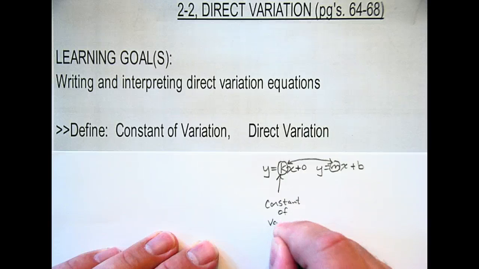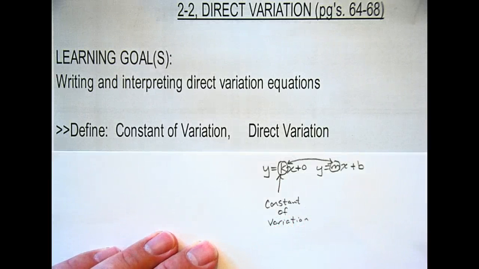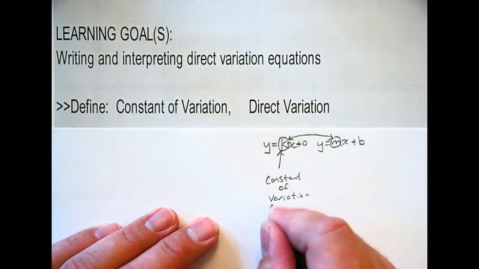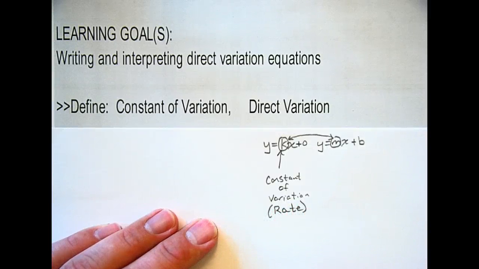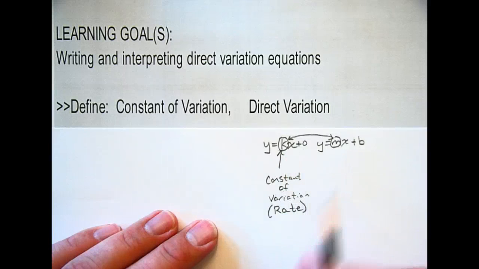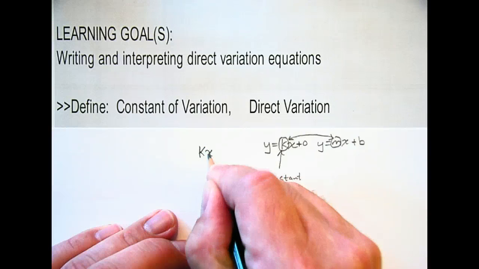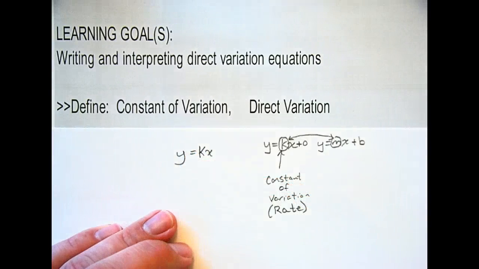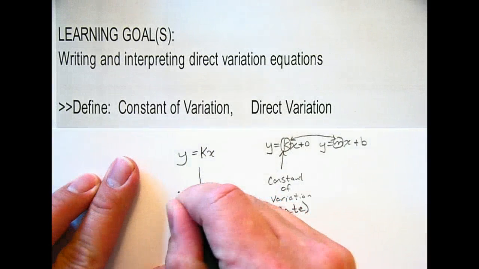So if you remember back to last week when we were talking about all those different things that slope represented, well, slope also represents constant of variation. Okay? It's usually in the form of a rate. We call it a rate. I think we had that term there. Okay? So y equals kx, our direct variation function, is just a special type of linear equation where the y-intercept is 0.